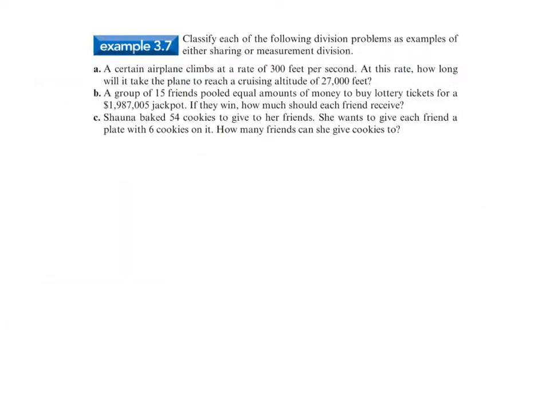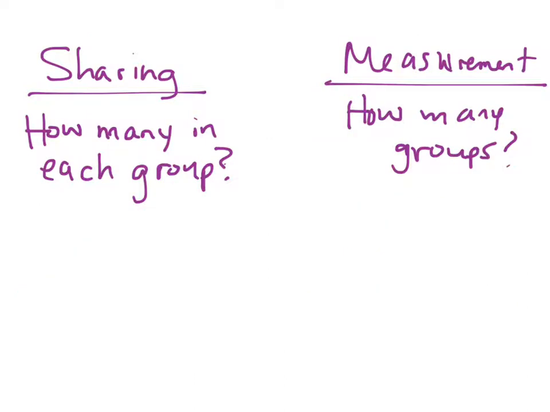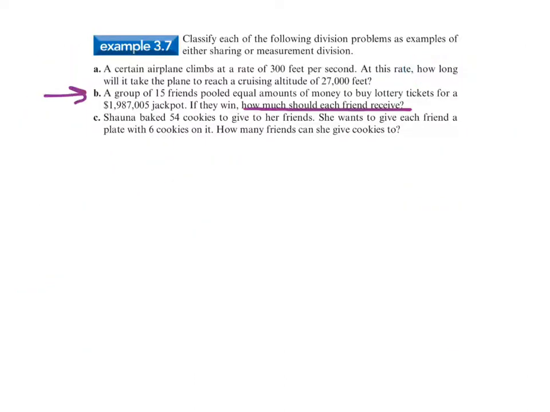Okay, example B. A group of 15 friends pooled equal amounts of money to buy lottery tickets for a very large jackpot, $1,987,005. If they win, how much should each friend receive? Right, so how much should each friend receive? That's our question, and we need to figure out if this is asking how many in each group or how many groups. Okay, here let's draw a little picture.